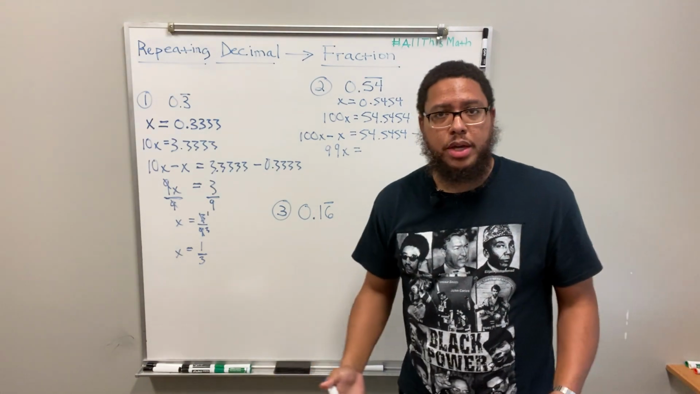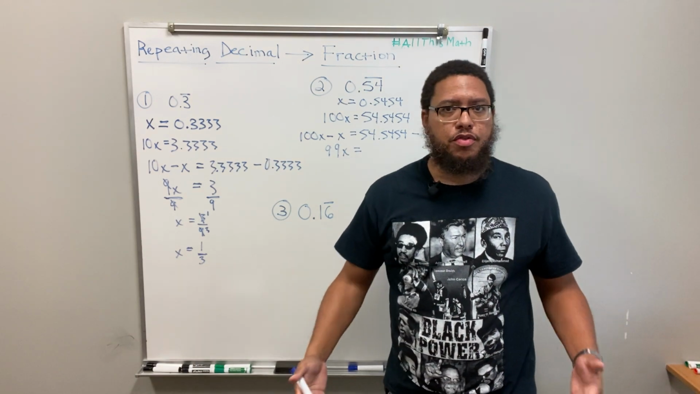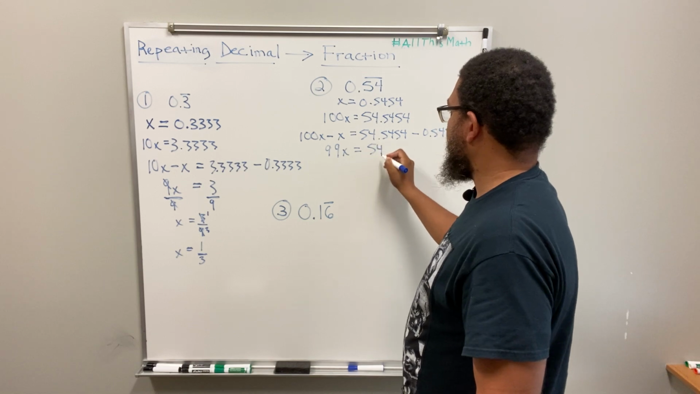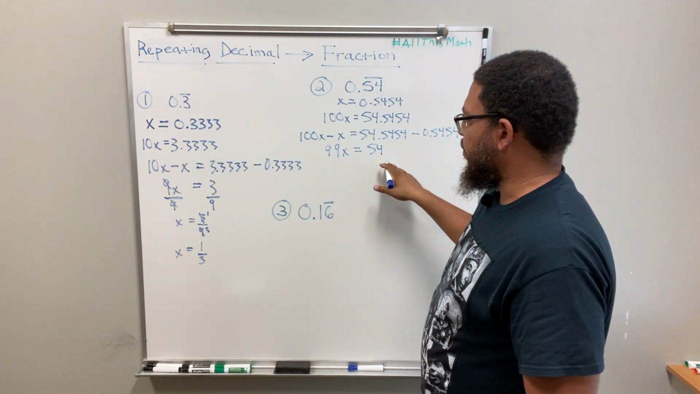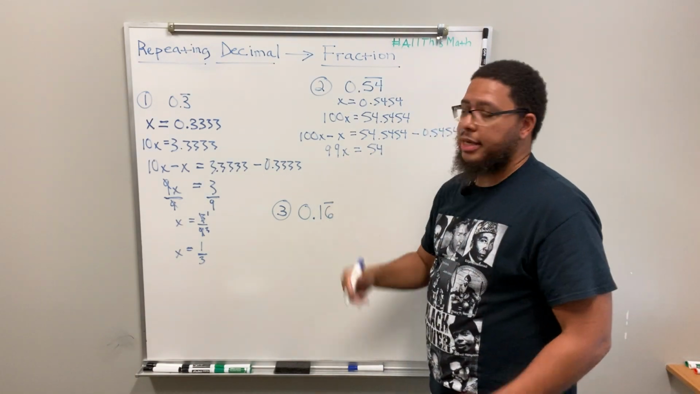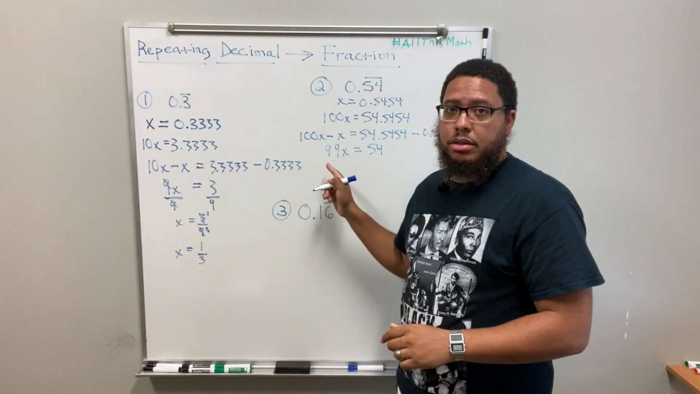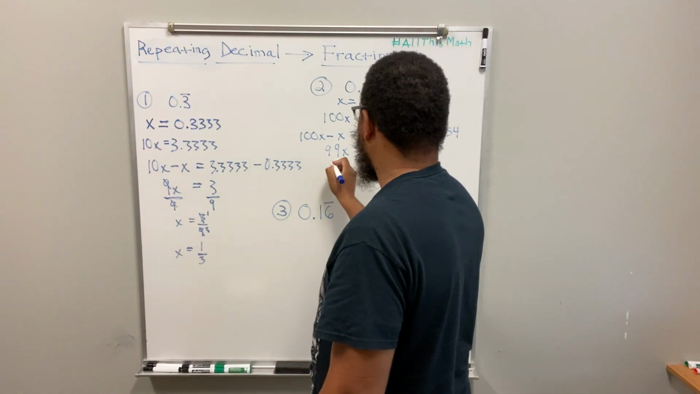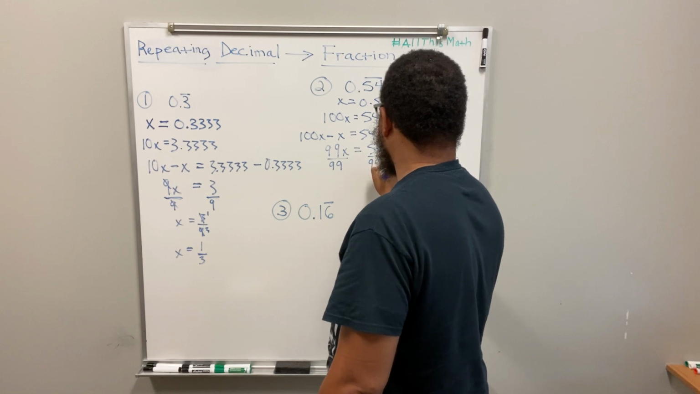And then on the right-hand side, I need my whole number. So 54.5454 minus 0.5454 is going to leave me with 54, right? Now I'm solving my simple equation, right? I got one step left. I do the inverse of multiplication because 99x means 99 times x. So the way that I'm going to get rid of the 99 in order to isolate the x is by doing the division. I'm going to divide by 99 and I'm going to divide by 99.